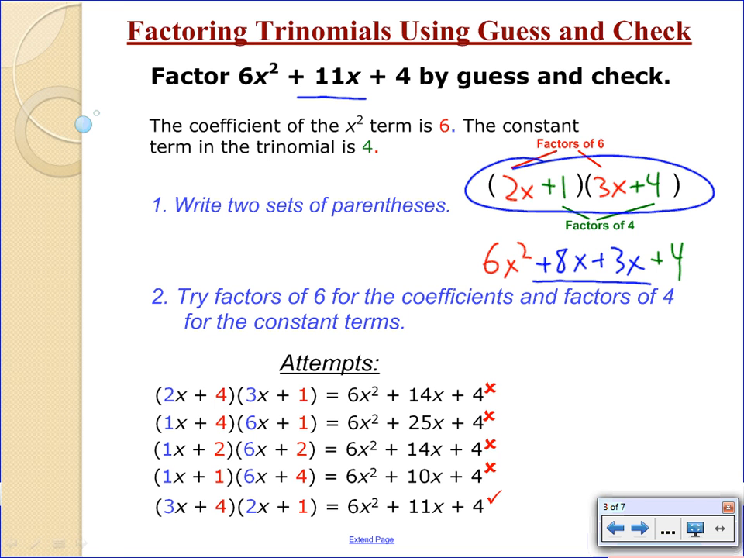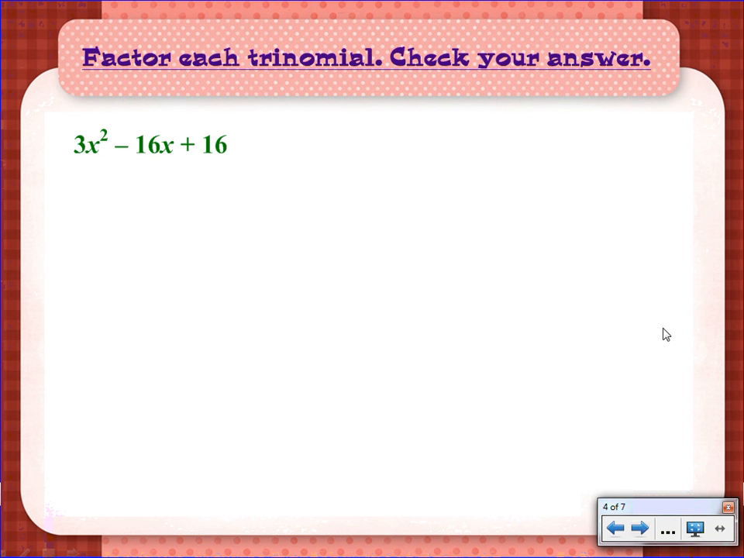So let's try that with this one here. And this one I want you to try on your own. So again, try this with guess and check. You're going to set up your binomials. And you want to pick two factors of 3x squared, put 1 in each. Pick your factors of 16, multiply your inner and outer terms, and see if you can get that value to work. All right, so go ahead and pause it and try that right now.